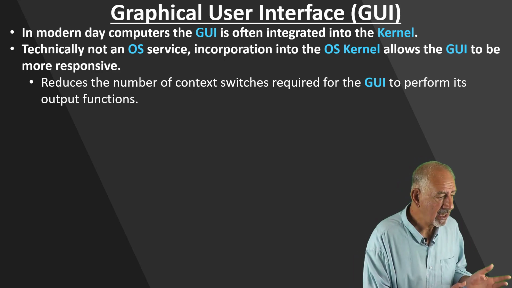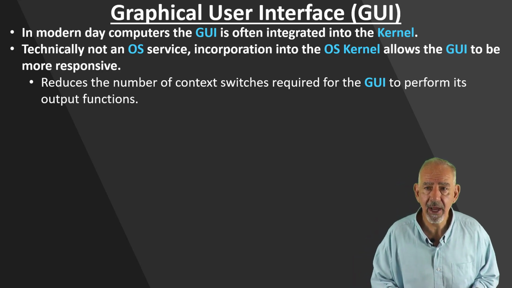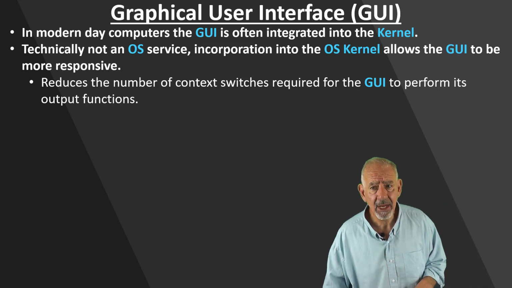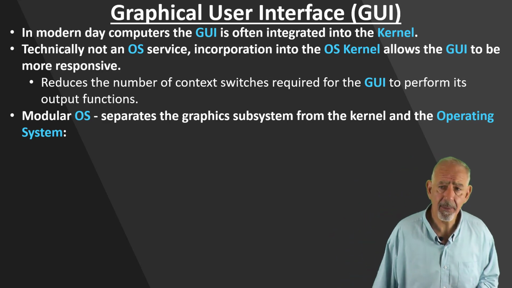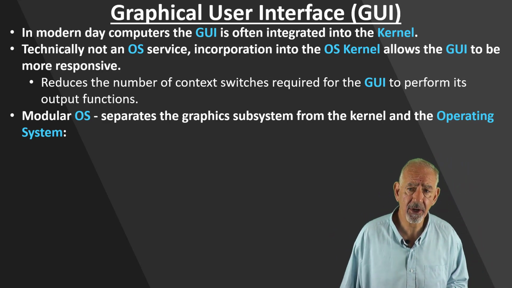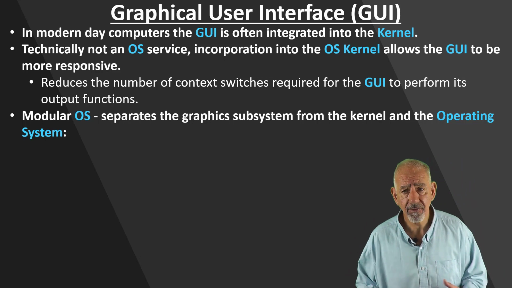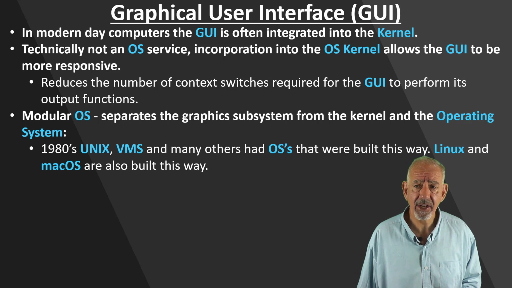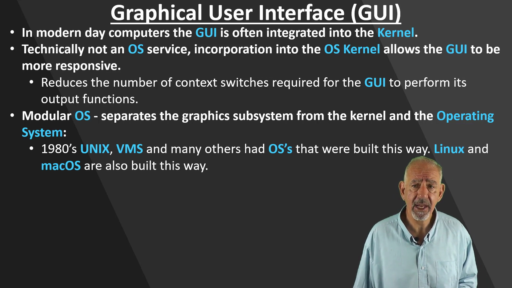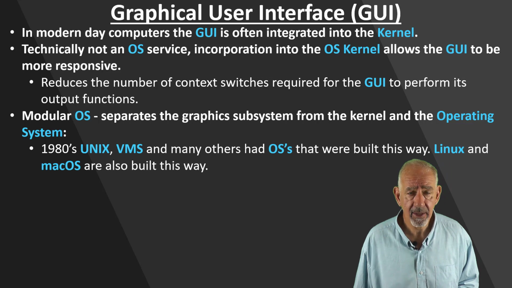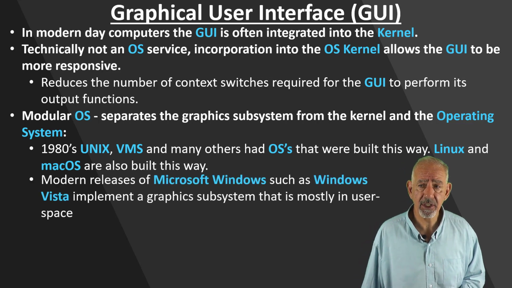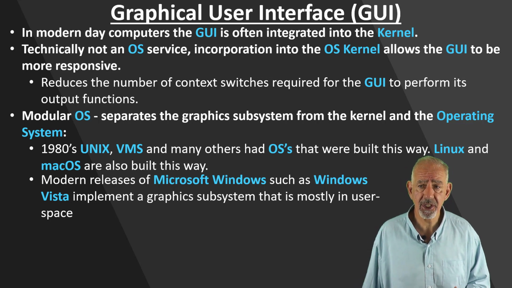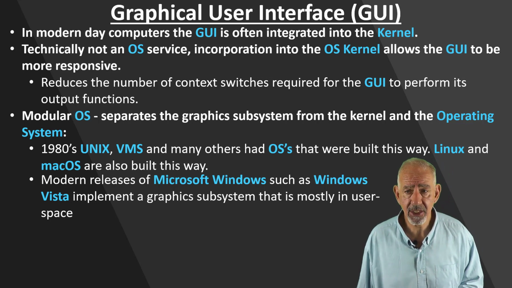So going from this thing to that thing, swapping pieces of software that's required for the GUI to perform its output functions. And modular operating systems separate the graphic subsystem from the kernel and the operating system, but they work very much together. In the 1980s, Unix and VMS and many others had operating systems that were built that way. Linux and Mac OS are also built that way. Modern releases of Microsoft Windows, or some of the earlier Microsoft Windows, implement a graphic subsystem for the user in the user space.